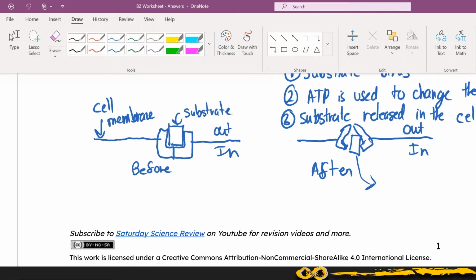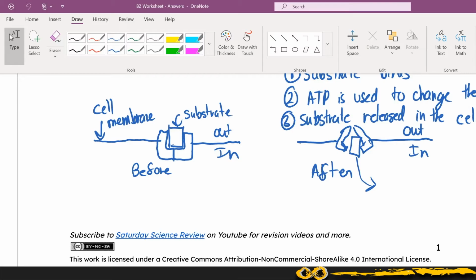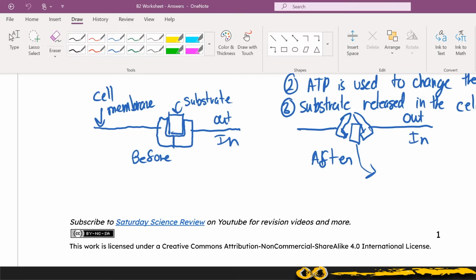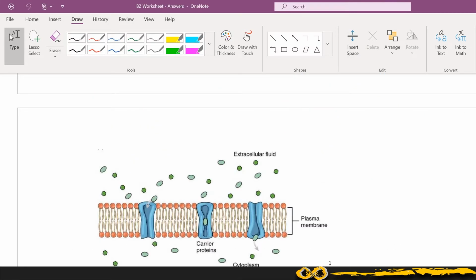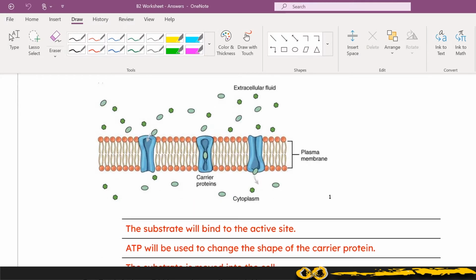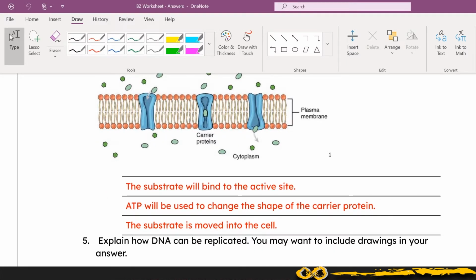When you look at carrier proteins, and we've got another one of my spectacular drawings here, you need to remember that they are still proteins. They're usually specific to their substrate. Here's a kind of better drawing here. So what we've got happening is the substrate binding to the active site, and then ATP or energy being used to change the shape of that carrier protein. The substrate is then going to be moved into the cell, and that is against the concentration gradient, and so therefore it requires energy for that process to happen.